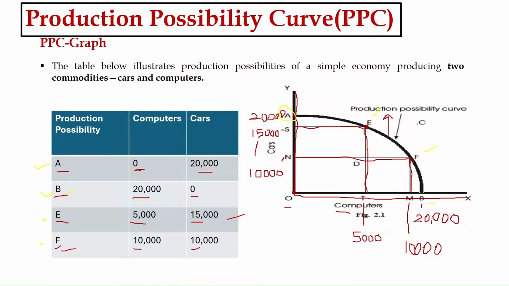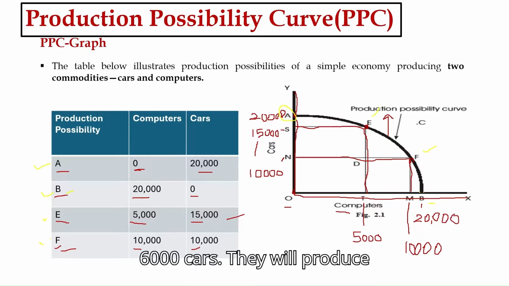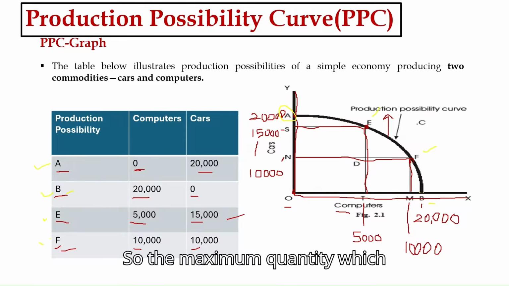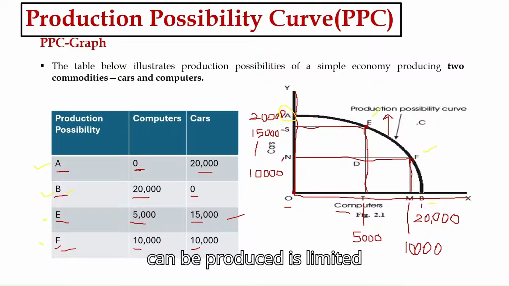It can be any combination. You can take other combinations, like if they are producing 8,000 computers, then they will produce 12,000 cars. If they are producing 6,000 cars, they will produce 14,000 computers. So the maximum quantity which can be produced is limited because the resources are scarce or limited.